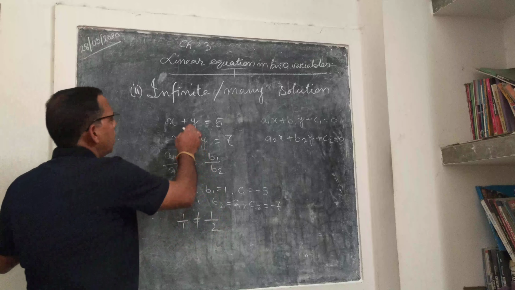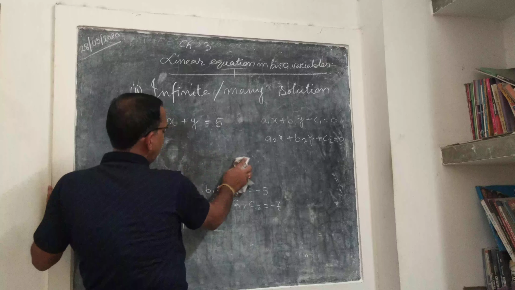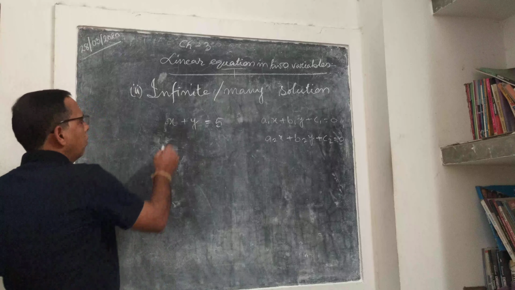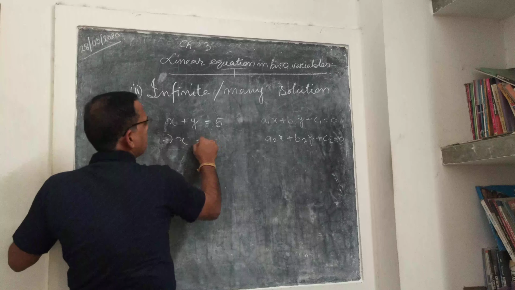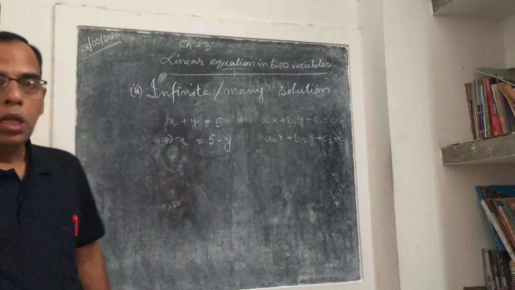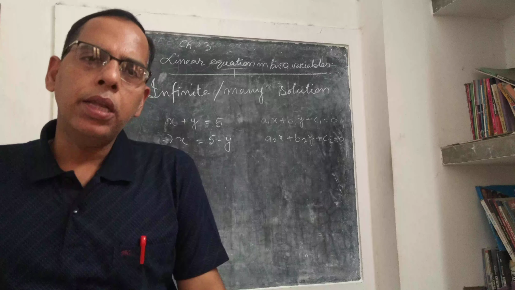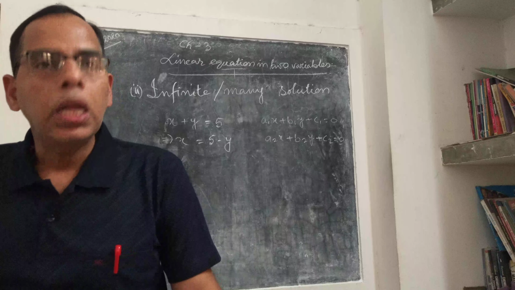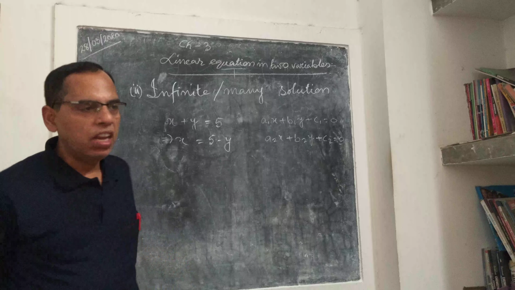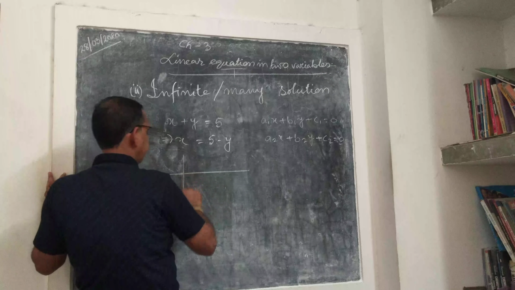Now suppose I ask you to find 4 set of points for x plus y equal to 5. What do you have to do? Already I told you that the number of variables should be equal to the number of equations, then there is a chance of getting a unique solution. Here the number of variables is 2 and the equation is 1, so there must be infinitely many solutions.